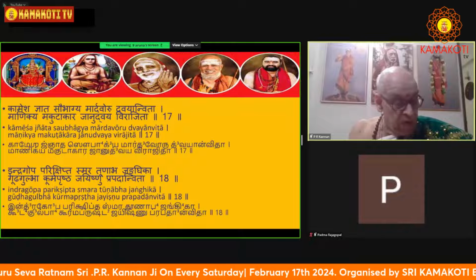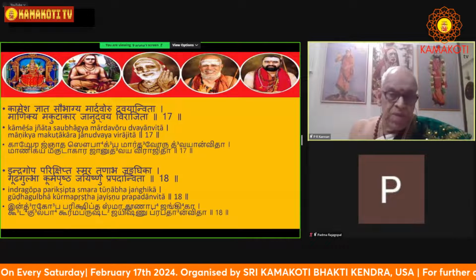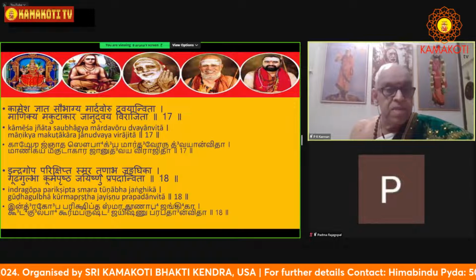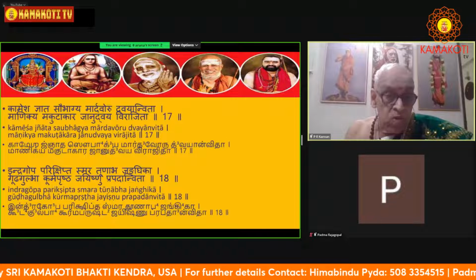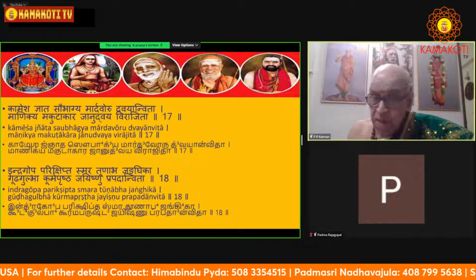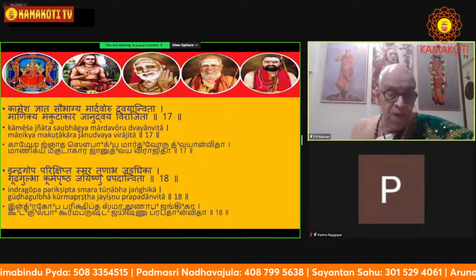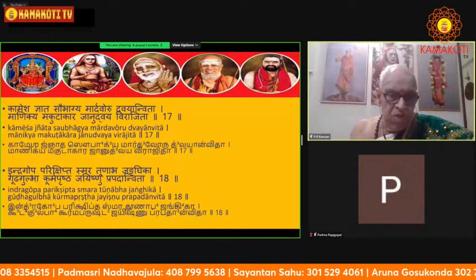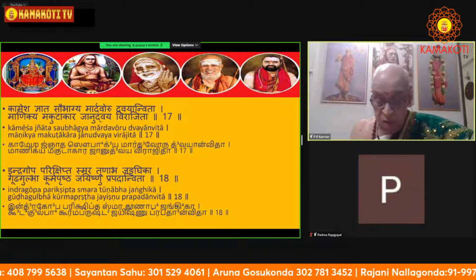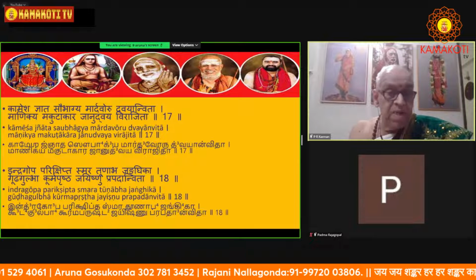Manikya Mukutakara Janudvaya Virajita. Janu is the knee joint. The two knees, he is describing it as two crowns, ruby studded crowns. Manikya Mukutakara Janudvaya Virajita, like a ruby studded crown, because it's sort of projecting out, slightly, the knees. So he is describing it as a crown for the legs. Two knees looking like ruby studded crowns.